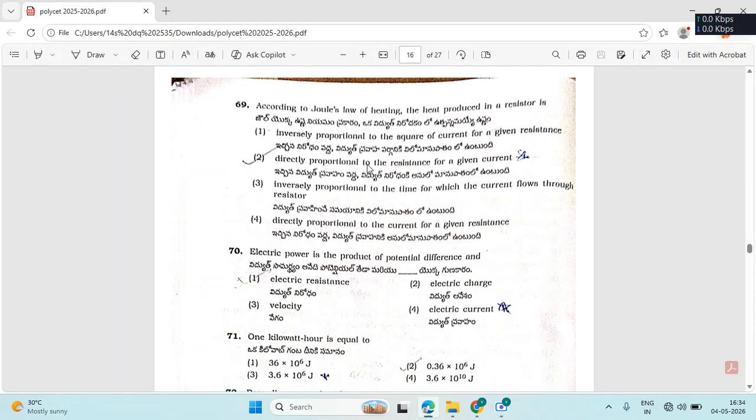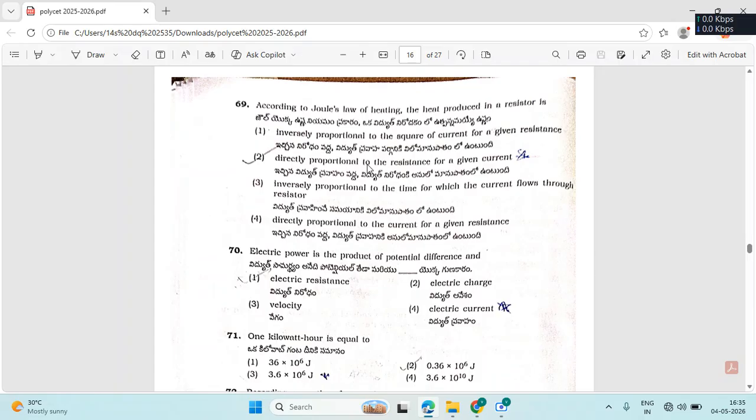According to Joule's law of heating, the heat produced in a resistor is inversely proportional to the square of current for a given resistance, directly proportional to the resistance for a given current, inversely proportional to the time for which the current flows through the resistor, directly proportional to the current for a given resistance. The correct option is 2, and the answer is directly proportional to the resistance for a given current.